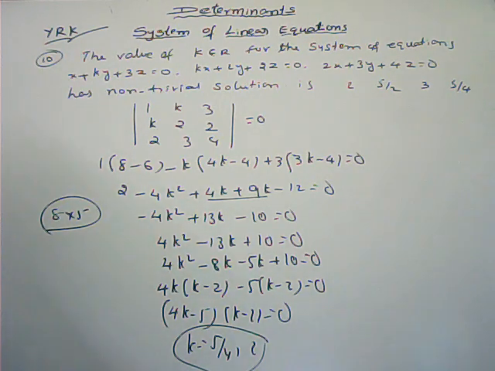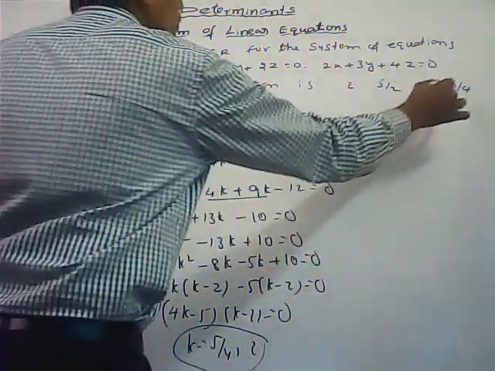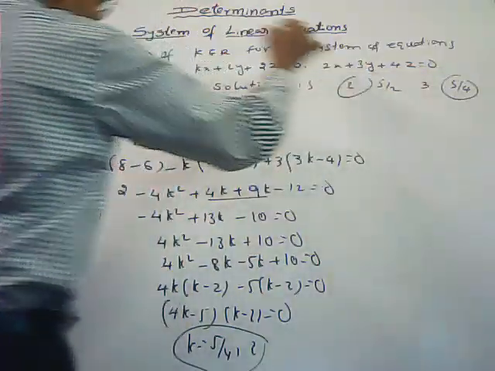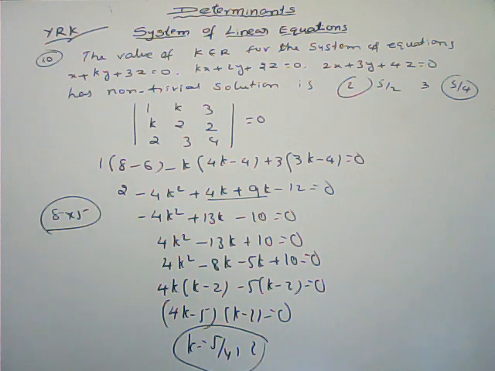The values of k for which the system of equations has a non-trivial solution: here k is equal to 5 by 4 and 2 also. Otherwise, if you want, you can check that one. You can get it. Here two values of k are satisfying that one. Okay, thank you.